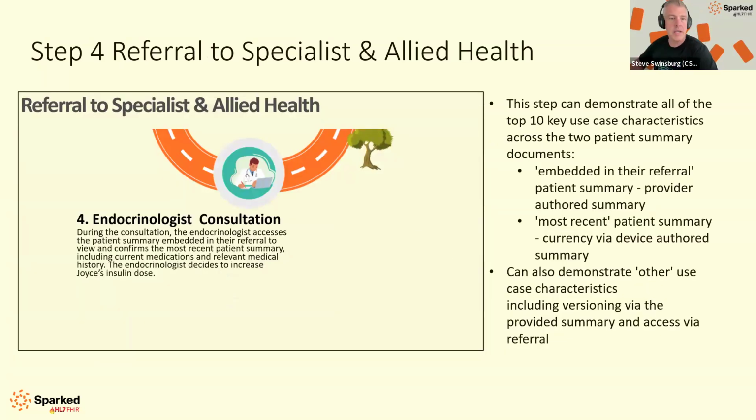Awesome, thanks. So we have proposed 2 steps for elaboration into those technical use cases. They demonstrate all of the characteristics that were voted on in that last meeting, and these steps are really where we think those characteristics fit best. The first one is step 4 of the referral to specialist and allied health consumer journey. We're going to dive into some of the specific characteristics and a few assumptions in a moment. But overall, this step can demonstrate all of the top 10 key use case characteristics across the 2 patient summary documents that are involved in this step.